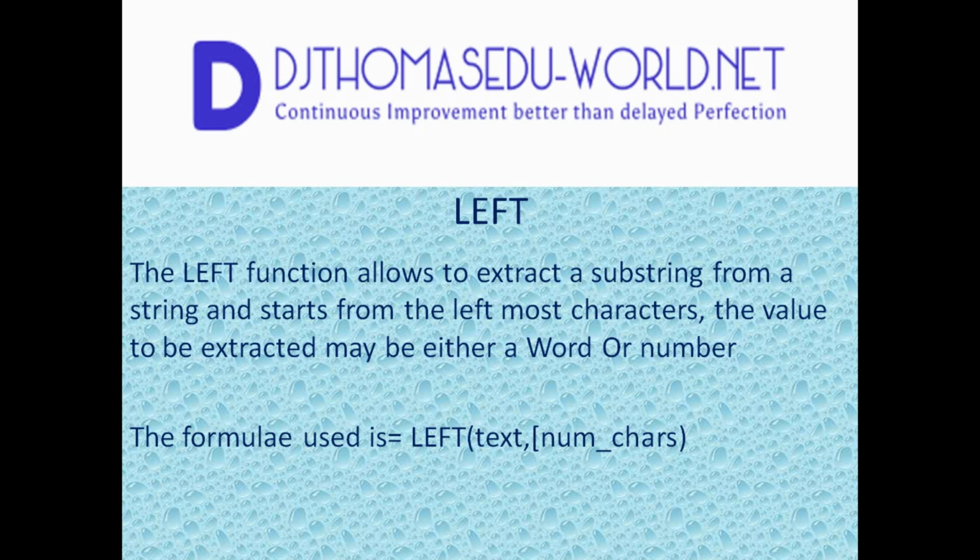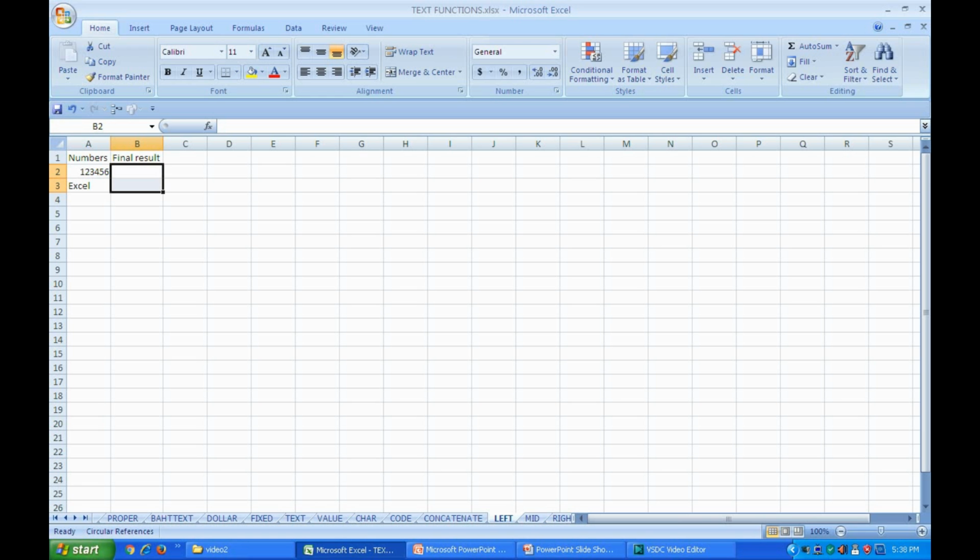Moving on to the next Excel text function, LEFT. The LEFT function allows you to extract a substring from a string, starting from the leftmost characters. The value to be extracted may be either a word or a number. The formula used is equals LEFT. Select the text and choose the number of characters which we want to extract. Let's see how it is actually done in Excel.